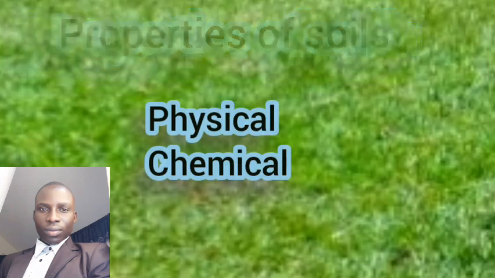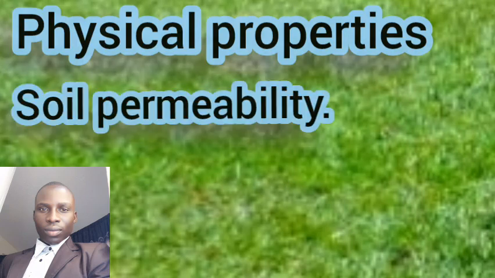The next thing we are going to talk about is soil properties. Soil properties are simply the characteristics of soil, which are majorly divided into physical and chemical properties. The physical properties include soil permeability. This is the ability of soil to allow water or air to pass through it.